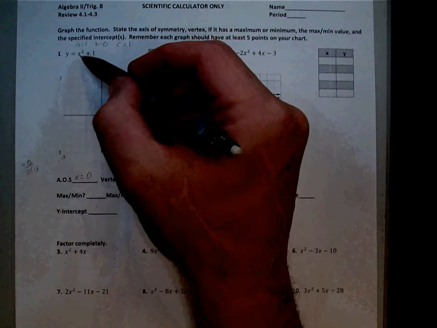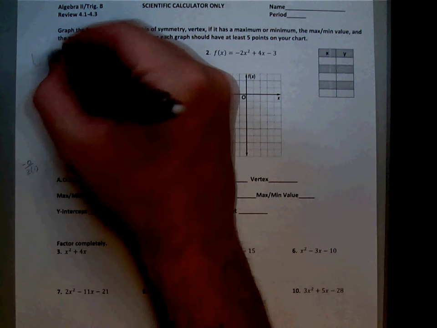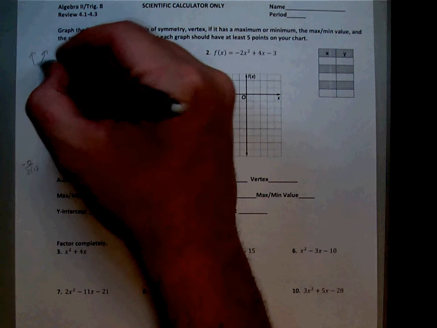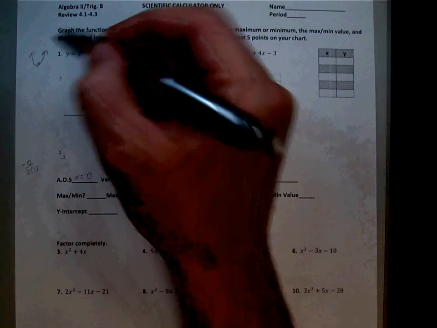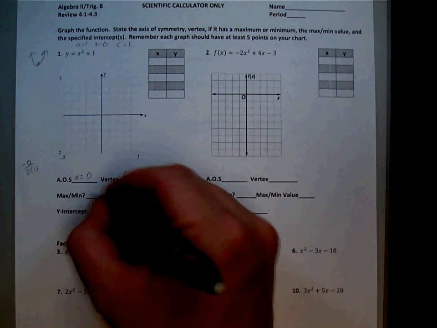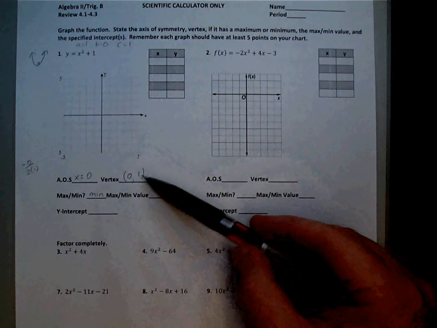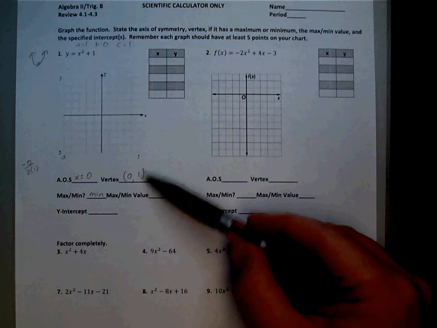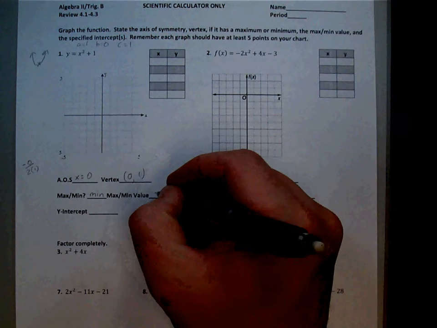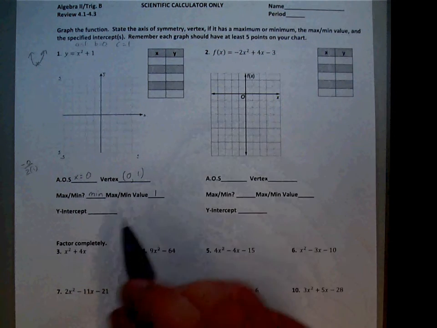Max or min. Because the a value is positive, I know this parabola is going to open up, which means the vertex is at the bottom, which means it's a minimum. So I would say min. What is that minimum value? Well, it's whatever the y part of your vertex is. I just wrote it here, the 1. That's the min or the max value. Well, that's always going to be true.